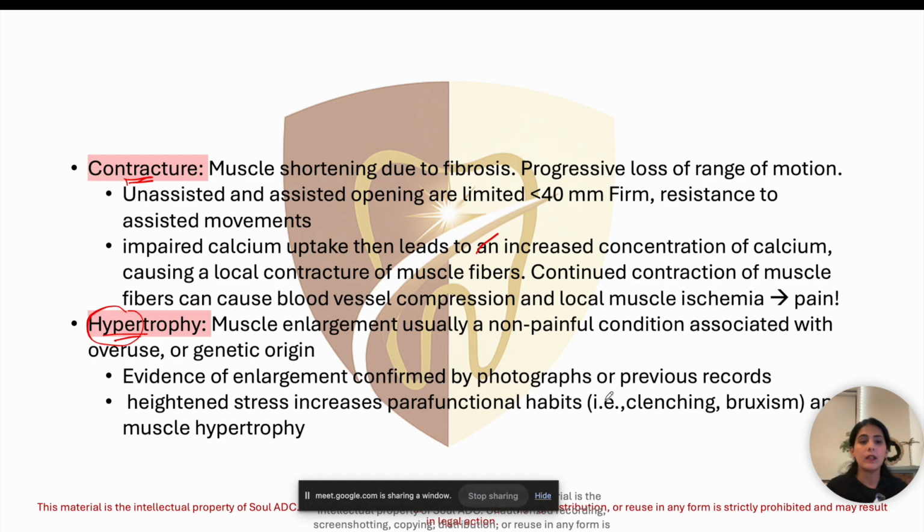In this area. Now, why does it happen? It is because of your parafunctional habits. It could be because the person is under a lot of stress that is causing clenching and bruxism of the patient.